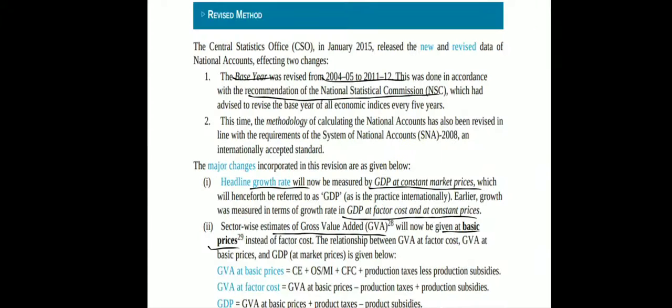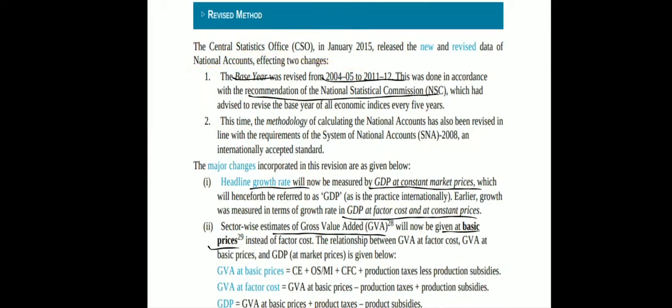Next we come to the revised method that has been happening over all these years, and we'll see the new and revised data of the national accounts, which has brought two major changes. The first thing we need to know is that the release of all this new and revised data is done by the Central Statistics Office (CSO), and what we are going to study was released by the CSO in January 2015.